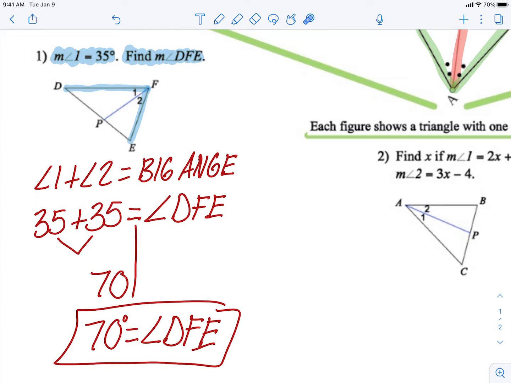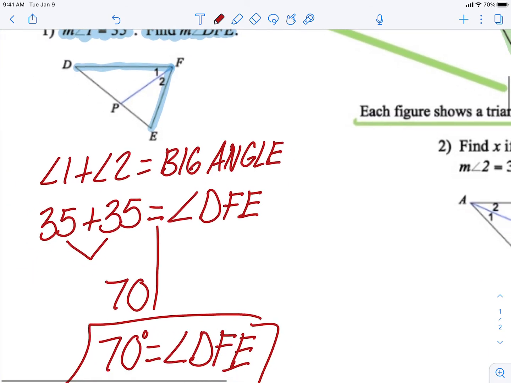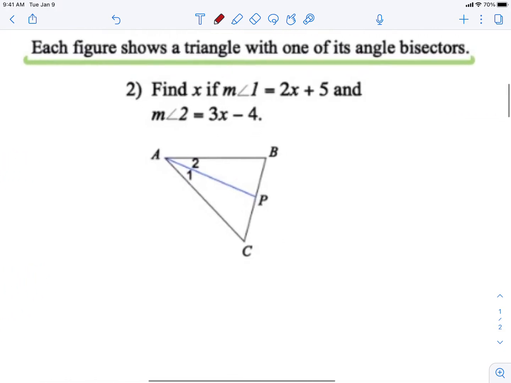Perfect. And by the way, I'm just catching it now. I'm sure you guys caught it before, but I spelled angle wrong. Angle. Big angle. All right. And there you go. That's all you have to do with number 1. You found angle DFE. Okay? Let's look at number 2. Let's look at the second example here.